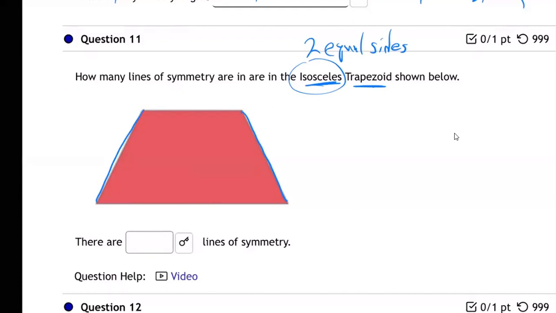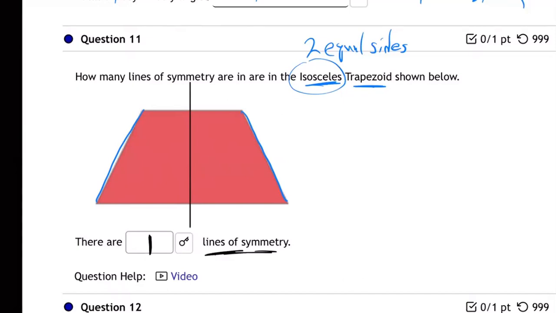So anyway, how many lines? What they want is how many lines of symmetry. They're not asking us about angles on this one, just lines. Does it have any lines of symmetry? This one right down the middle, huh? That line cuts it perfectly in half. So it's got one, that's the only one. One line of symmetry.